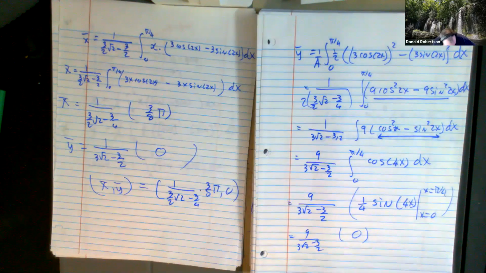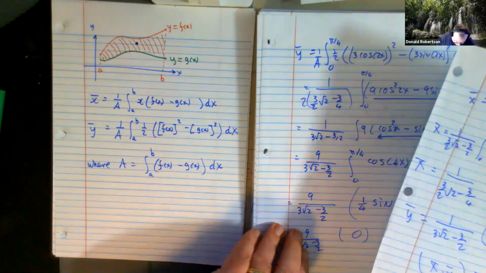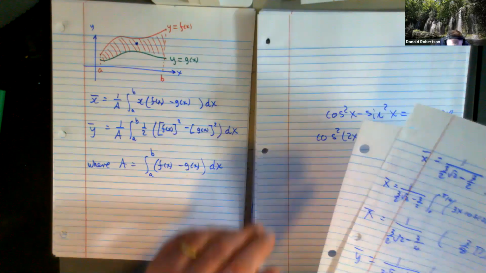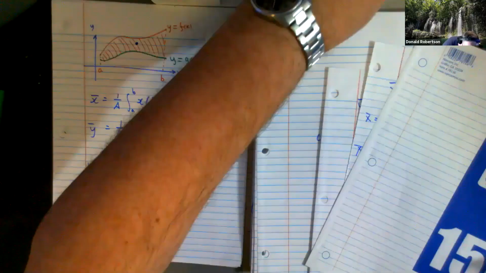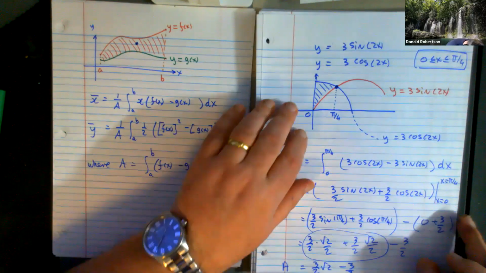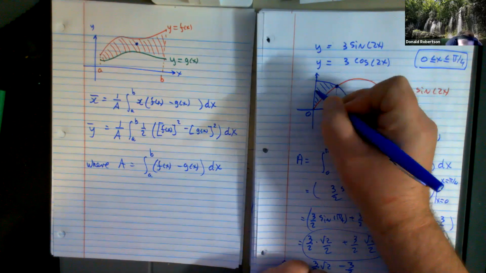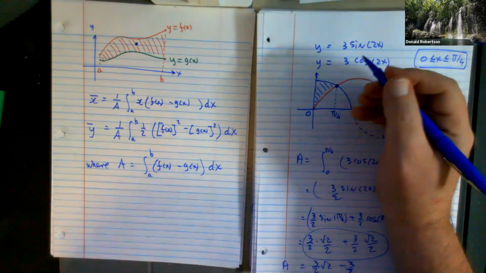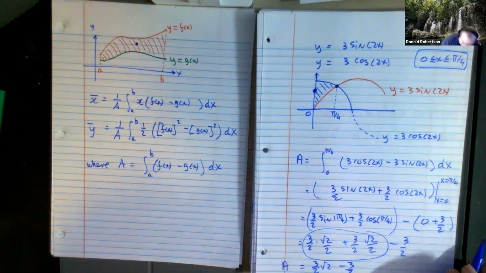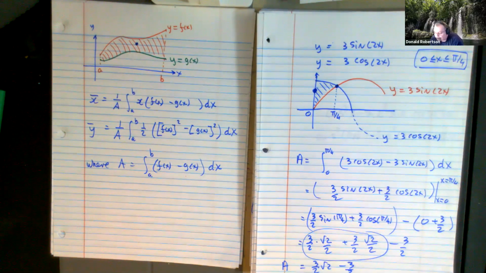I'll tell you why I don't like 0 for the y bar. Where's my picture gone? Here. If the y bar is 0, well, maybe it is right. I guess it could be right. It just means it's there. It doesn't look right. I guess I'll just trust the math and it's there.